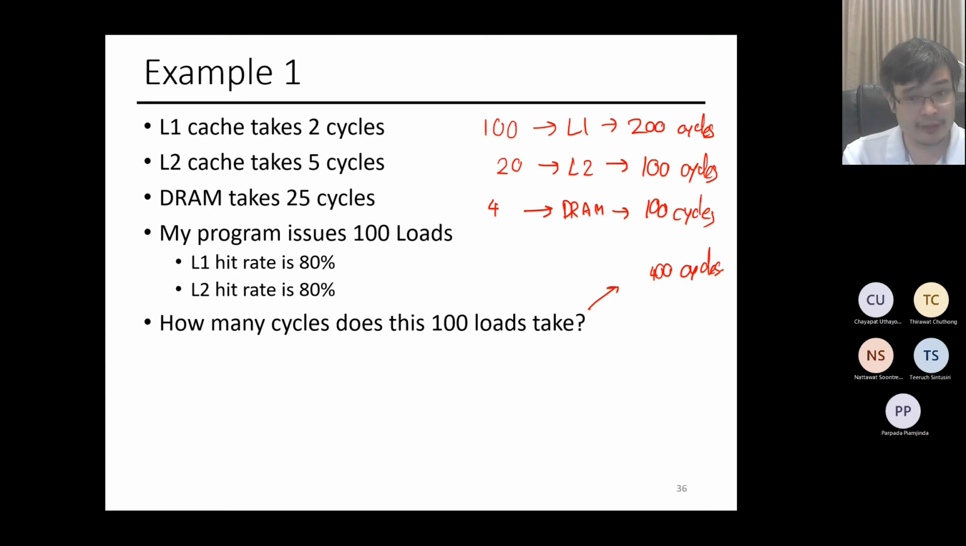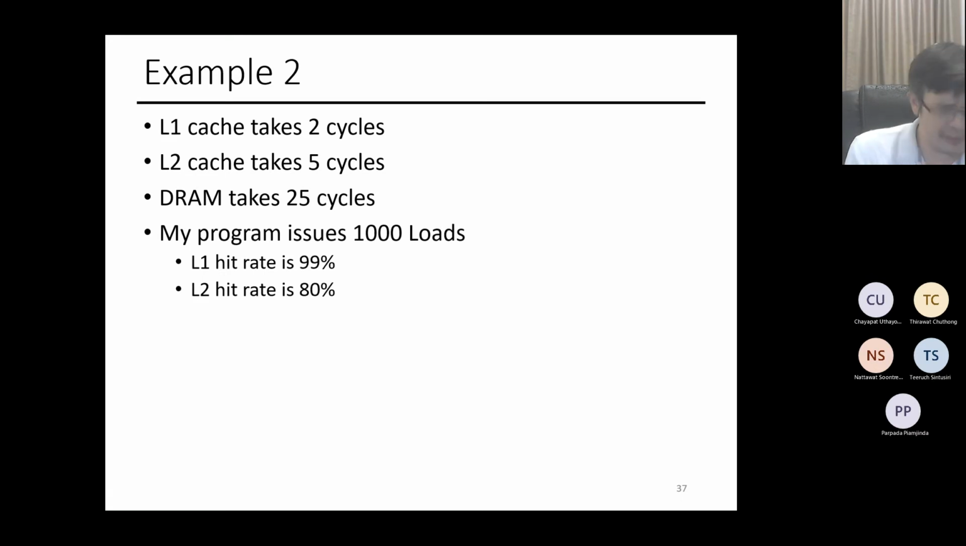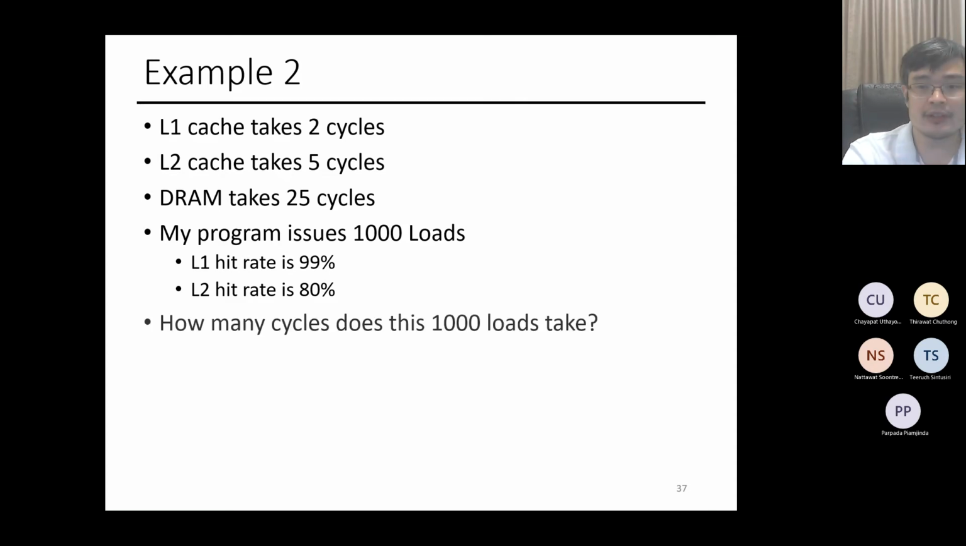It's much better that we have the cache, because if all of these have to go to DRAM, that's 2,500 cycles. About 6 times worse, right? Your program is likely to be a lot slower in that case. So that's our first example. You can go try doing the second example. Now you have a much better hit rate, but you issue a lot more loads, right? You can try to figure out the number of cycles we need to run these 1,000 loads.